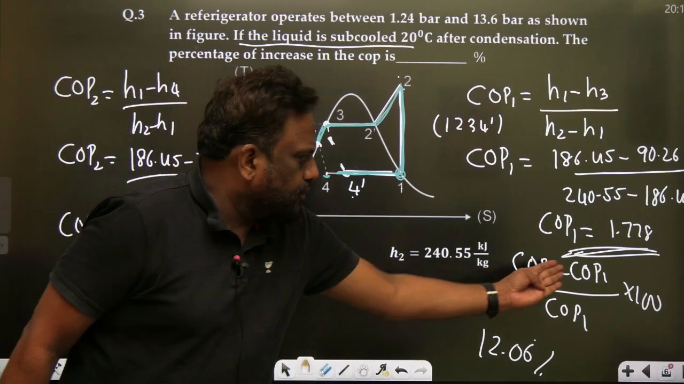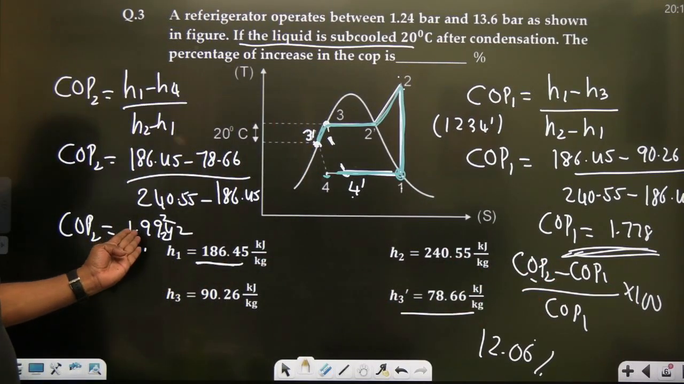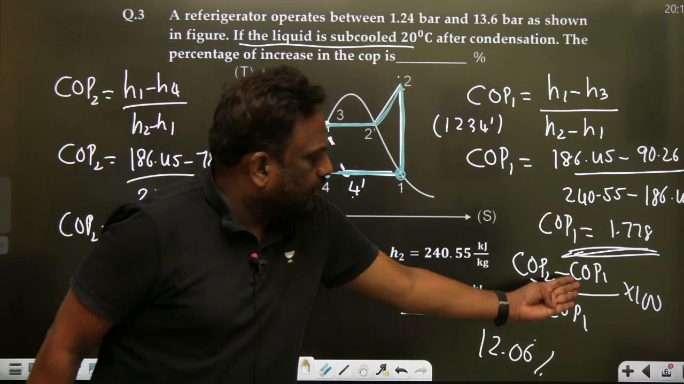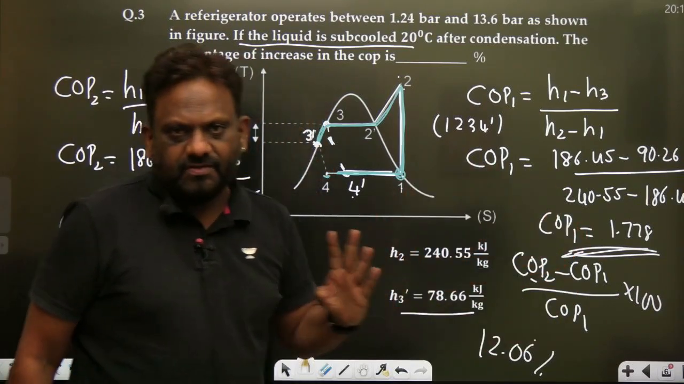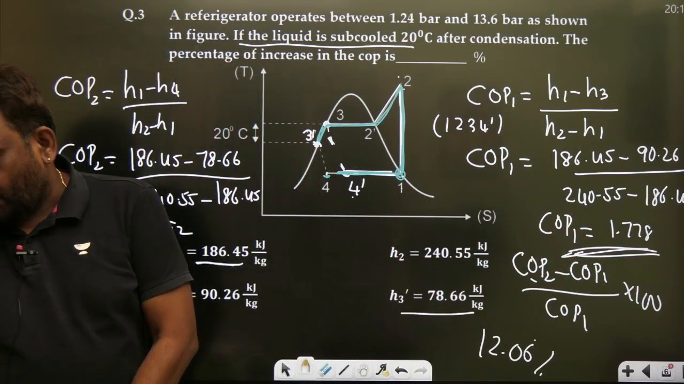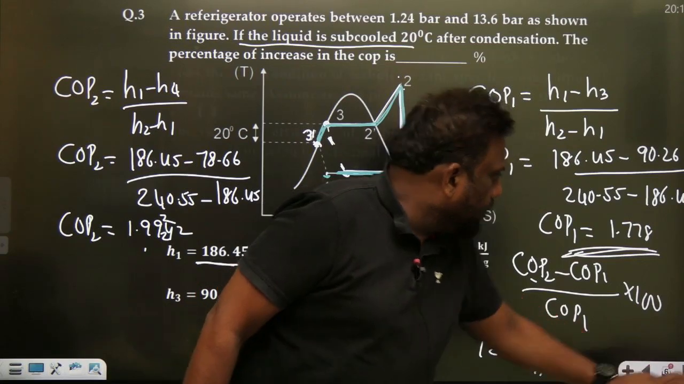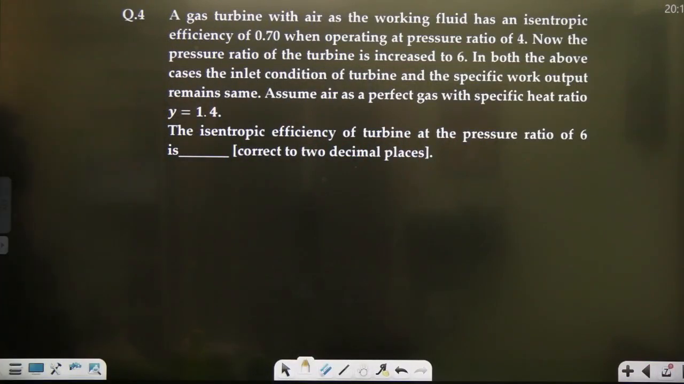12.06. You put these two values. COP2 is 1.99242. COP1 is 1.778. By COP1, 1.778. I think you are getting around 12.06. Okay. We'll move to the next question without wasting time.